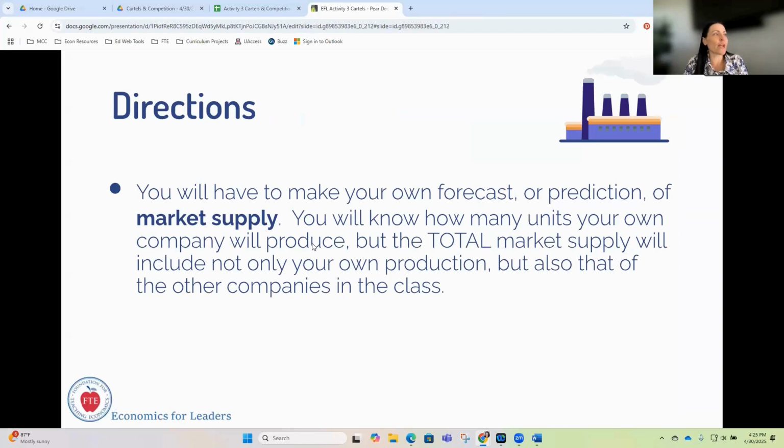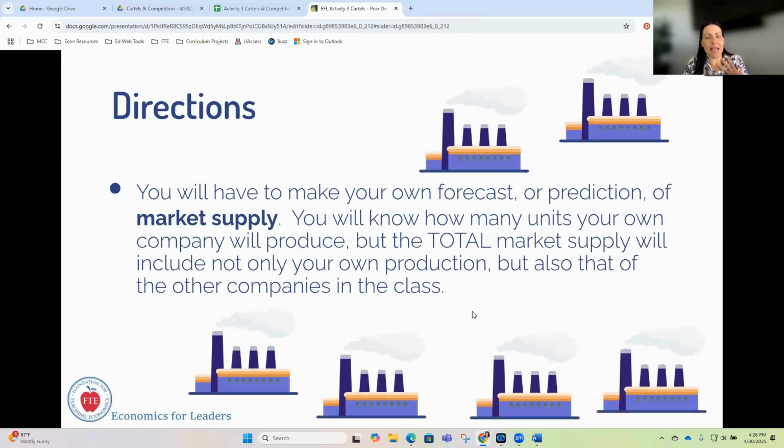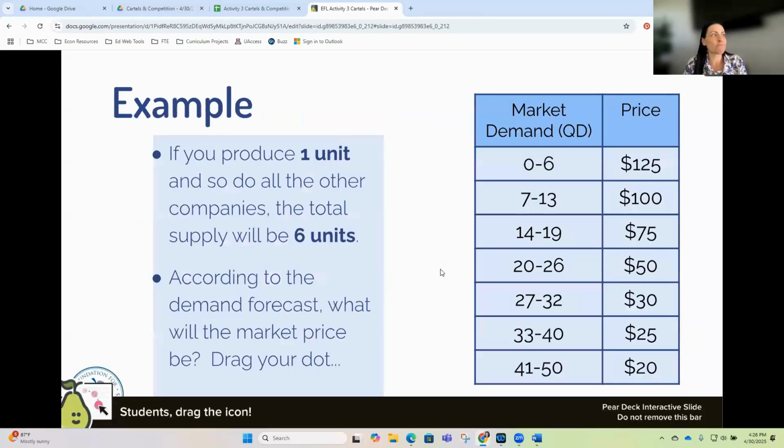So you're going to make your own forecast of market supply, by knowing what you'll produce and estimating what you think the other countries will do. For example, if you produce 1 unit and so do all the other companies, total supply would be 6. According to the demand forecast, what would be the market price? On your Pear Deck slide, you'll see a little yellow dot. Drag that dot to what you think the price will be if 6 are supplied.